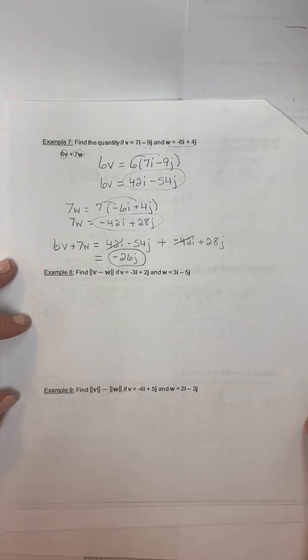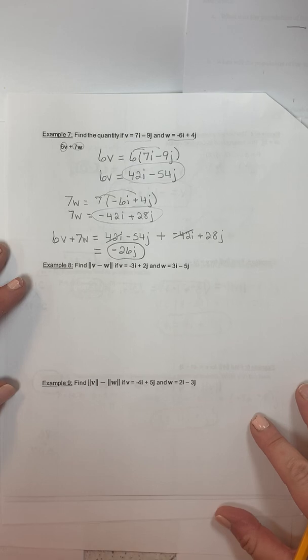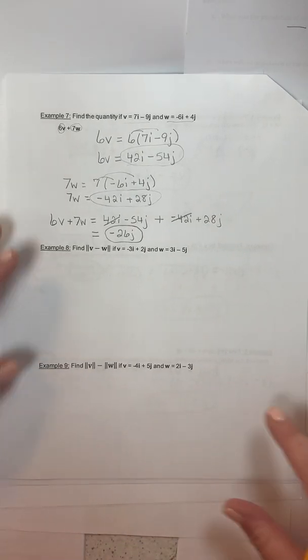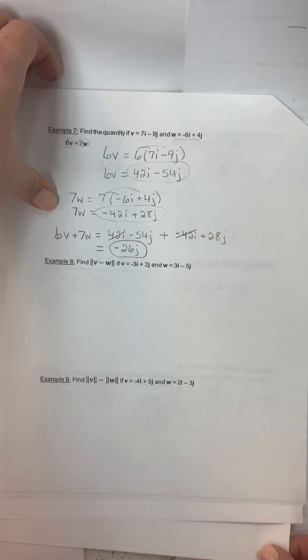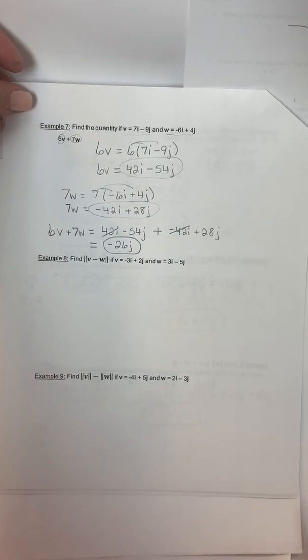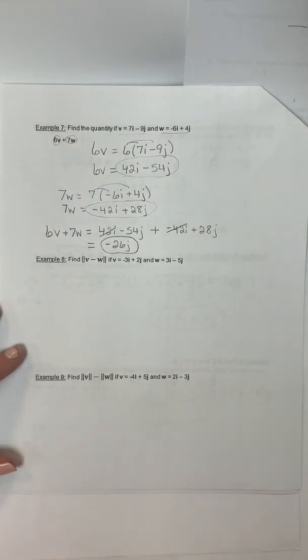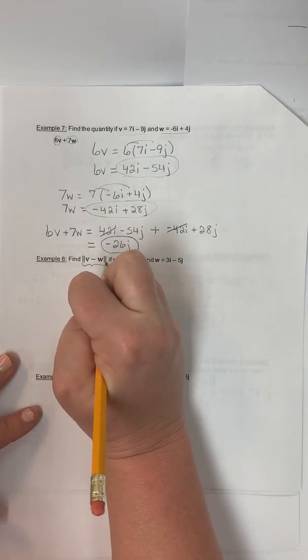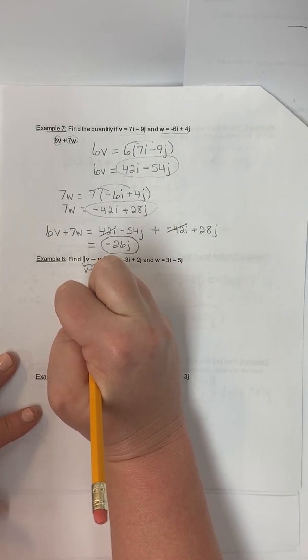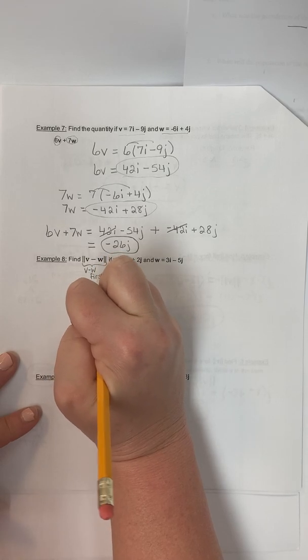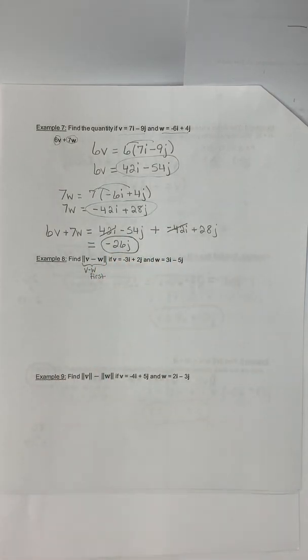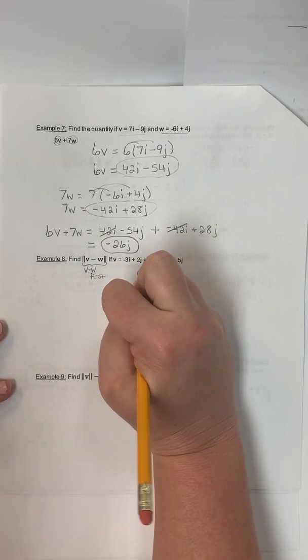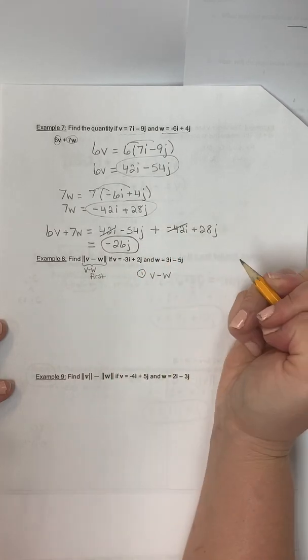Okay, 8 and 9, we're going to focus on some magnitudes and some order of operations, making sure that we're comfortable with all of those. Okay, we already know what a magnitude looks like. This wants us to find v minus w first. That's what's inside. Once we find that vector, then we're going to take the magnitude of it.